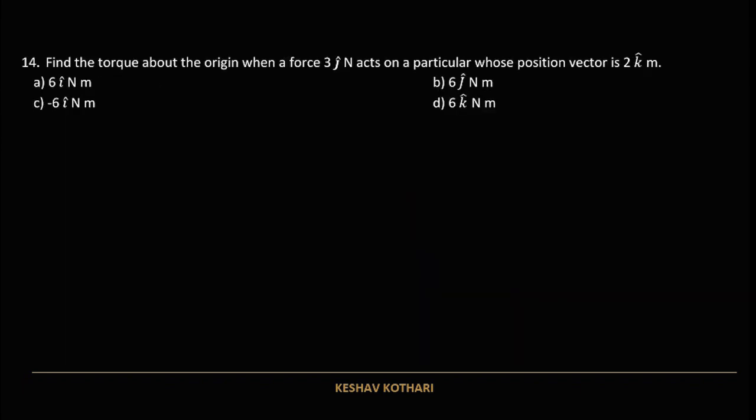Problem number 14. Find the torque about the origin when a force 3 j cap Newton acts on the particle whose position vector is 2 k cap meter. So now we use the formula for torque, which is equal to R cross F. The only thing we need to do is solve this cross product, that is 2 k cap cross 3 j cap, and the value that we obtain here is equal to minus 6 i cap Newton meter. So the answer is option C, that is minus 6 i cap Newton meter. So for question number 14, option C is correct. Let us move to the next problem.